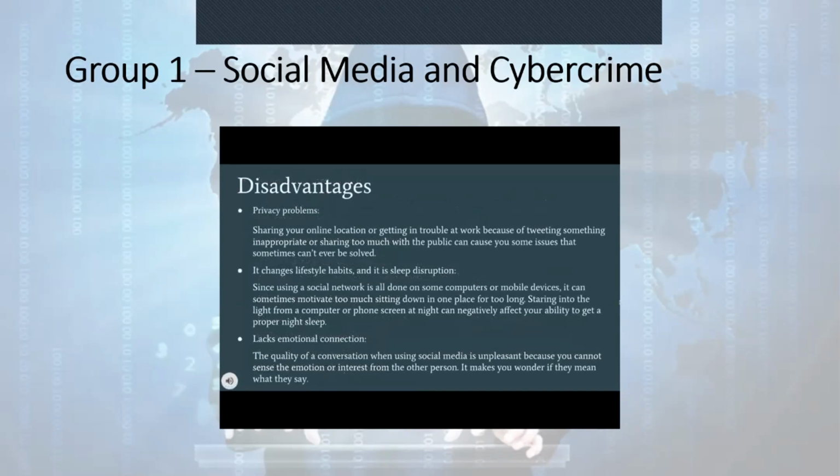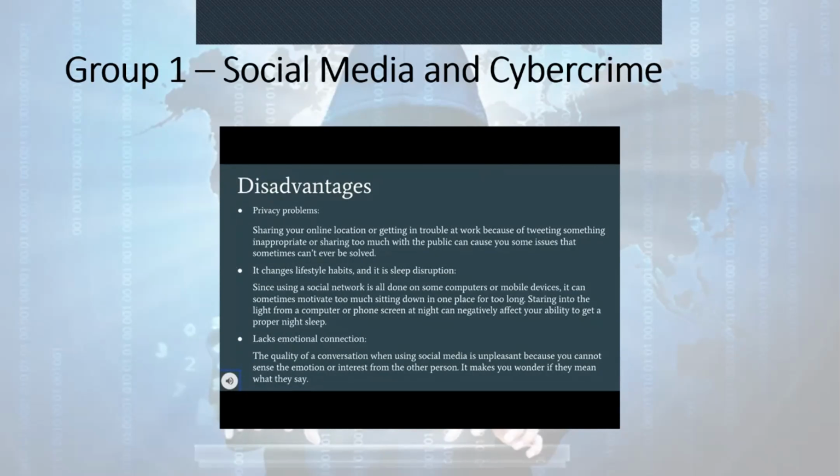Here, some of the disadvantages of social media are privacy problems, sharing your online location or getting in trouble at work because of tweeting something inappropriate or sharing too much with people can cause you some issues that sometimes can't ever be solved.